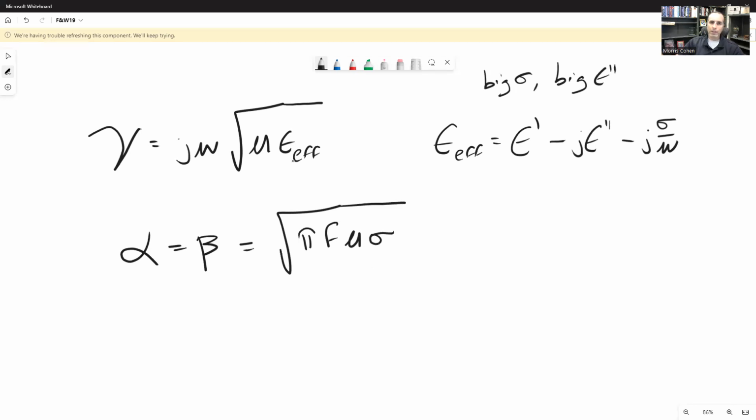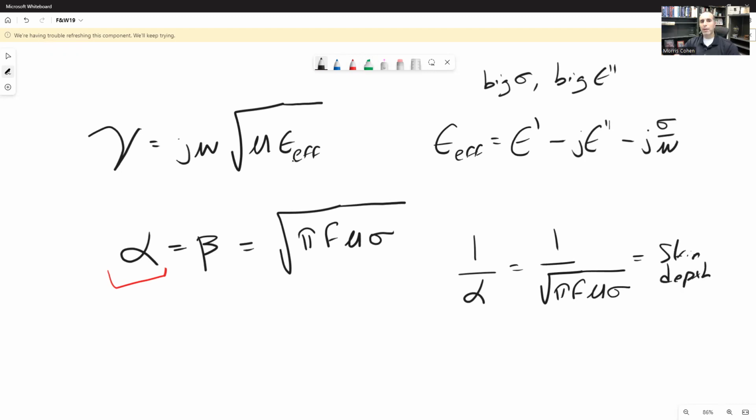All right, so let's take a look at this. What's the important part of this is actually alpha, the attenuation rate. And what we're going to do is flip alpha and write 1 over alpha. And that's going to be 1 over the square root of pi times the frequency times mu times sigma. And this we're going to call something called the skin depth.